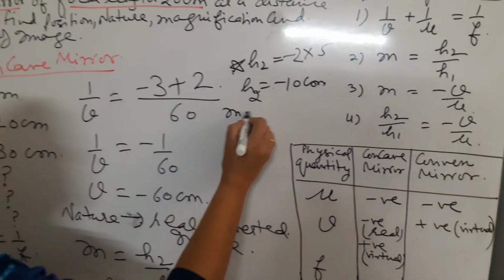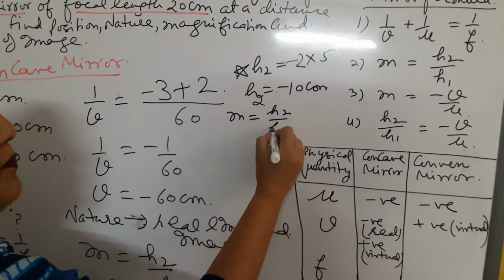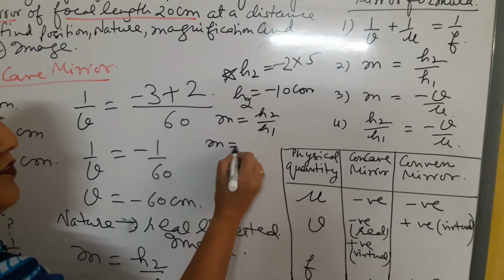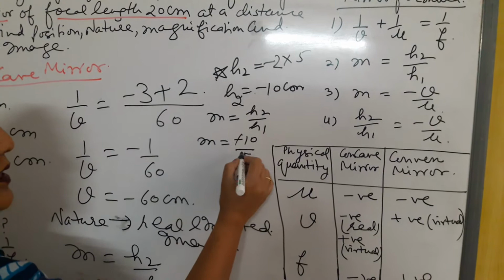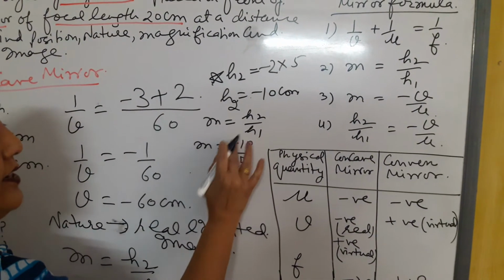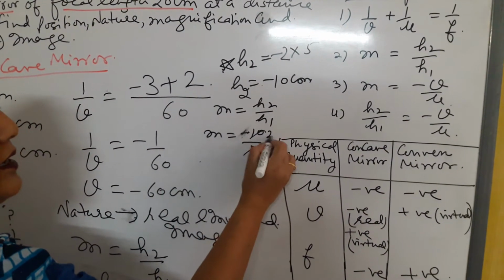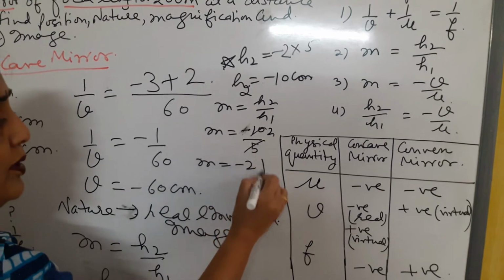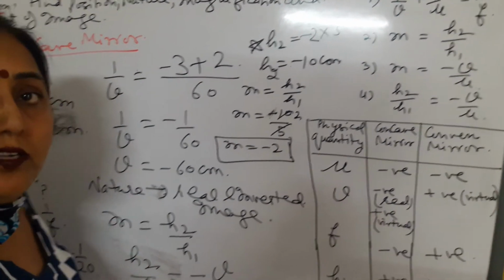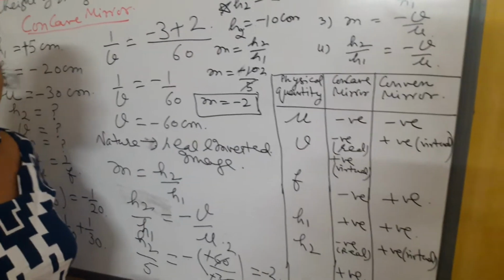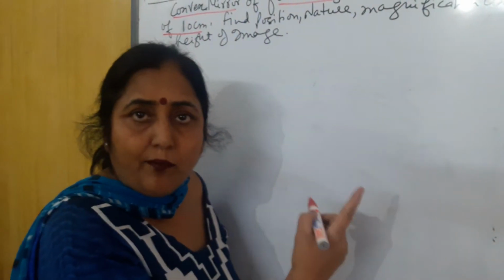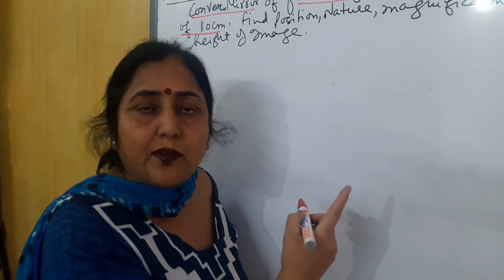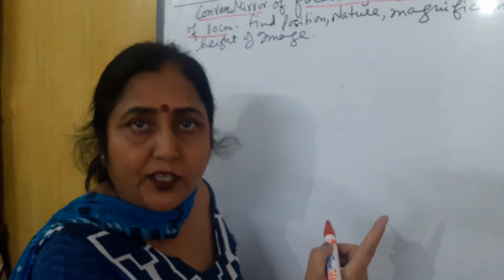Magnification is h2 upon h1. Magnification is minus 10 upon 5, and magnification will be minus 2. Magnification does not have any sign because it is a ratio. It is a number. It does not have any unit because it is a ratio.